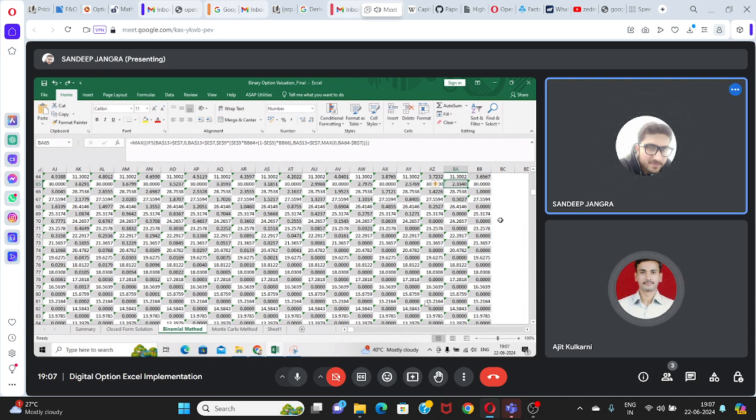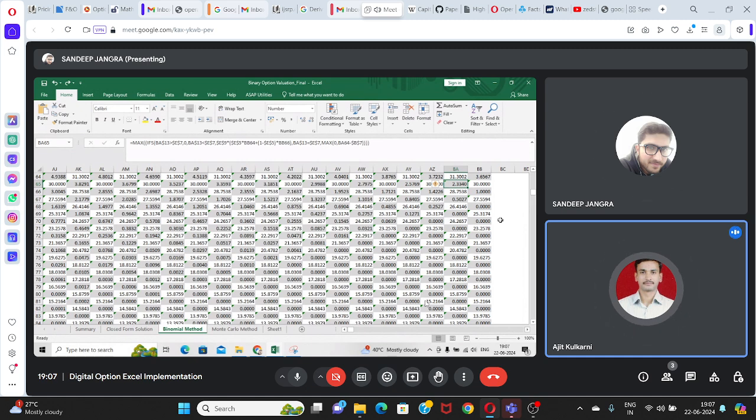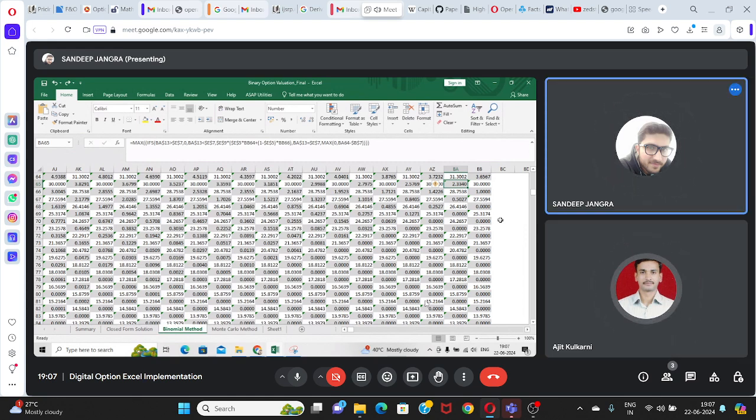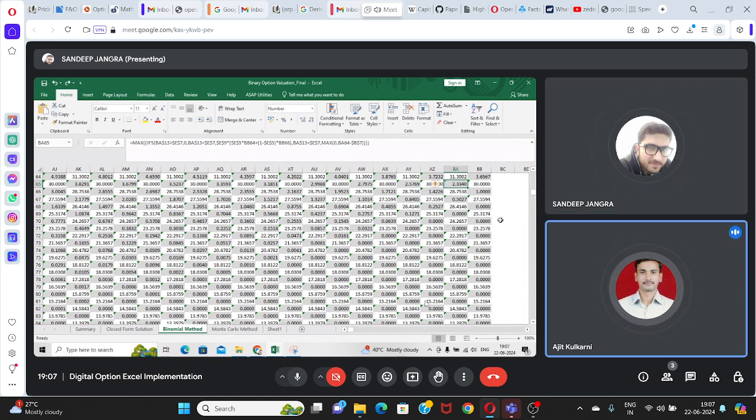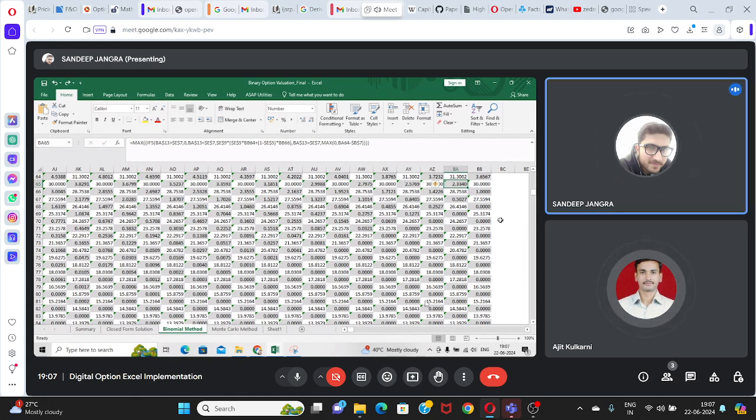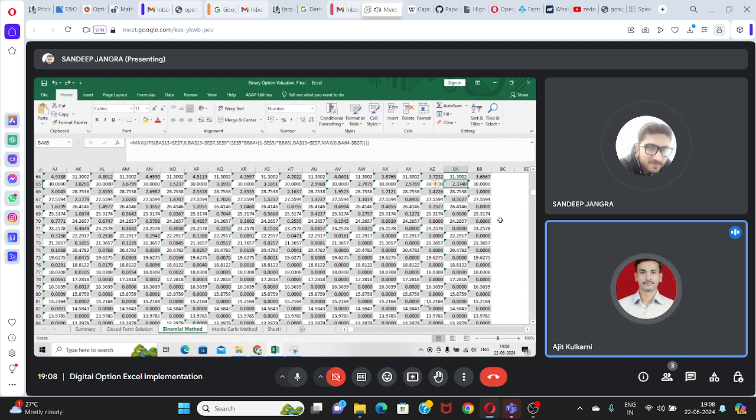So pricing is an algorithm, how we are going to do it. Valuation is, if I give you, for example, 10 digital call options and 20 put options as a portfolio, and you find out its present value using this Excel sheet, then that will be called valuation. So a quant developer will take care of pricing.